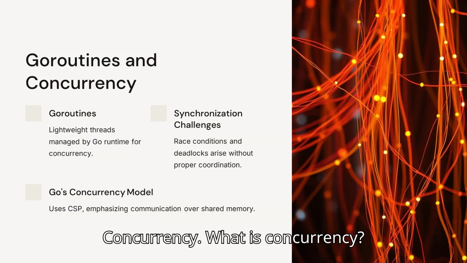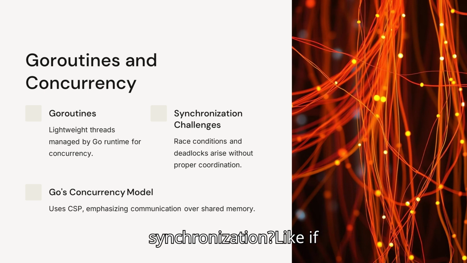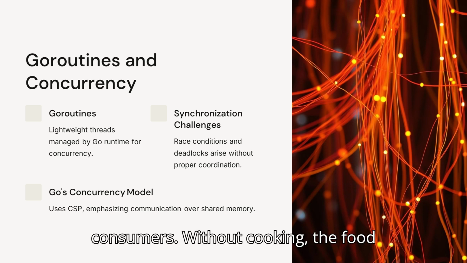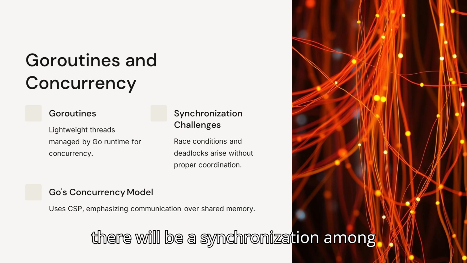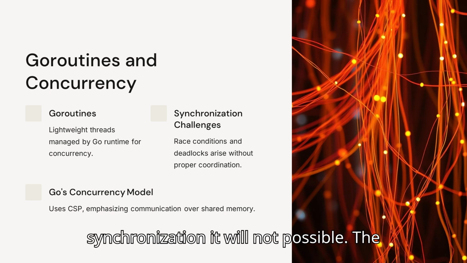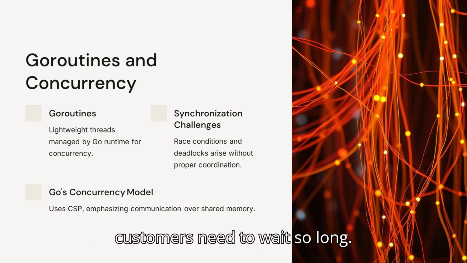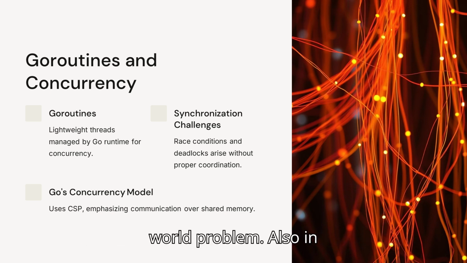Concurrency. What is concurrency? Synchronization of tasks. What is synchronization? Say there is a chef who is cooking; after cooking, the food can be served to consumers. Without cooking, the food can't be served to consumers. So there will be a synchronization between consumers and the chef. Without synchronization, it will not be possible. The customers would need to wait so long. So concurrency plays a major role in real world problems.